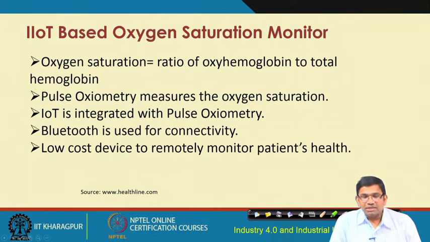For oxygen saturation monitoring, particularly for asthma patients, this is very important. Oxygen saturation can be monitored with the help of IoT devices such as pulse oximeters. Pulse oximeters can help in measuring the oxygen saturation, and these pulse oximeters could be integrated with connectivity solutions such as Bluetooth, which can continuously send the data of the oxygen saturation level of the patient who is being monitored.